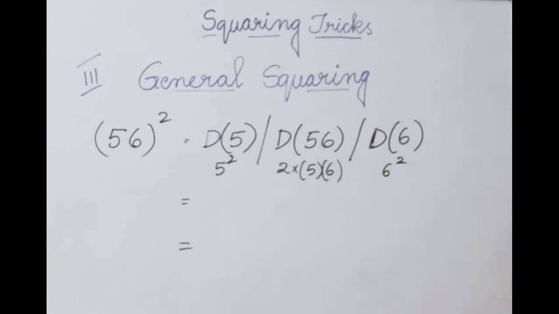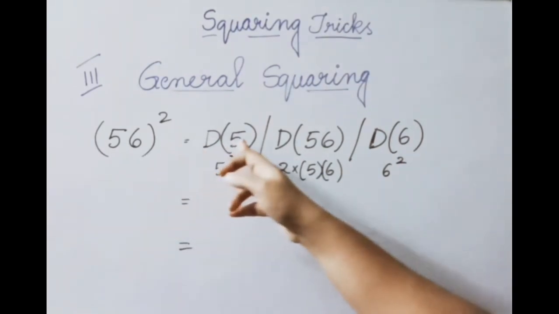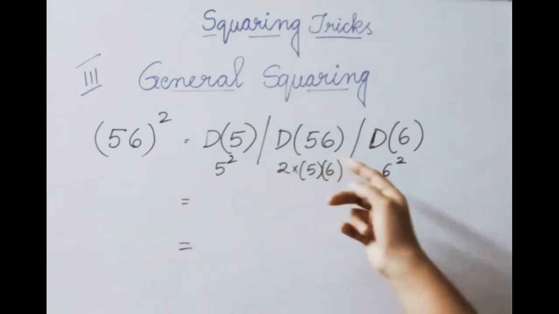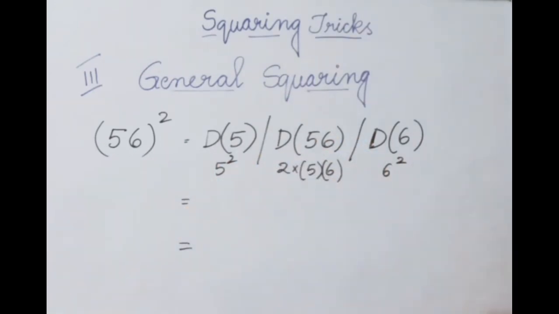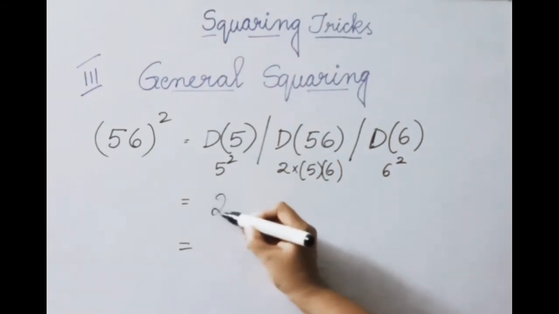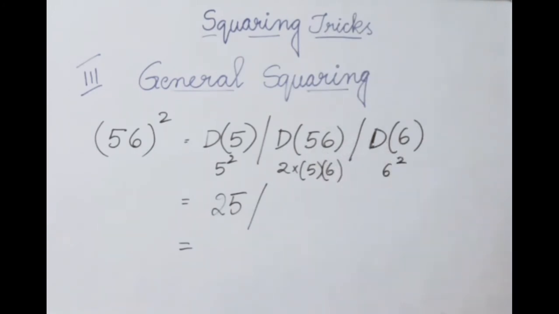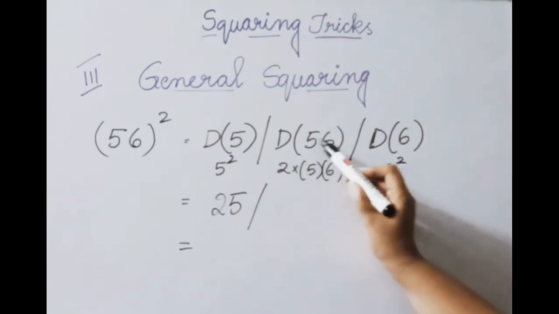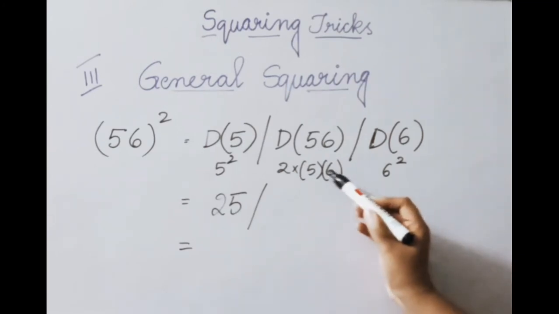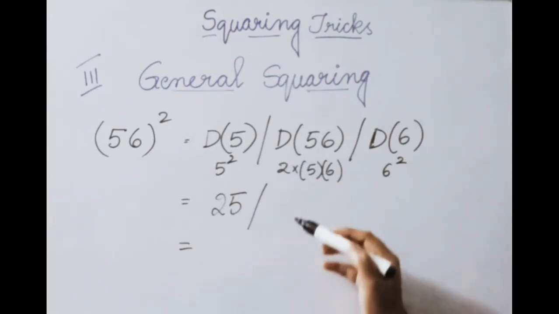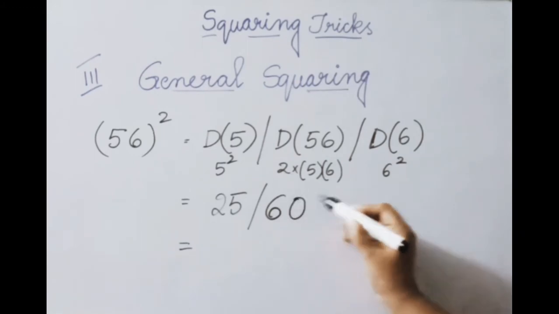See now 56 square. What we have to do? First the duplex of the first digit, next the duplex of the 2 digits, next the duplex of the last digit. Duplex of 5 means 5 square, its value is 25. Now the second part, duplex of 56, that is twice the product of the two numbers. 6 5s are 30, 30 2s are 60. That is the second part answer.